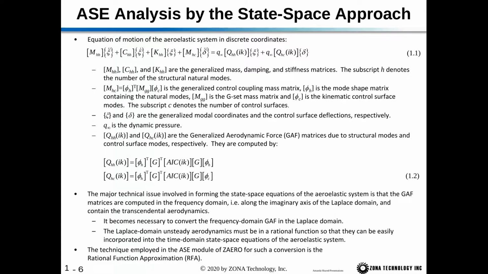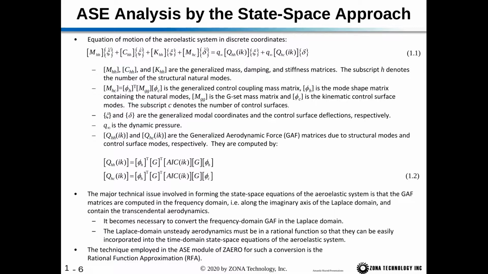MGG is the G-set mass matrix, and Φ_C is the kinematic control surface modes, where the subscript C denotes the number of control surfaces. Next, we have ξ and δ, which are the generalized modal coordinates and the control surface deflections. Q infinity, of course, is the dynamic pressure. And QHH of IK and QHC of IK are the generalized aerodynamic force matrices due to the structure modes and control surface modes. They are computed as shown in equation 1.2. So we have the AIC matrix, which is computed by ZAERO, pre and post multiplied by the spline matrix G.